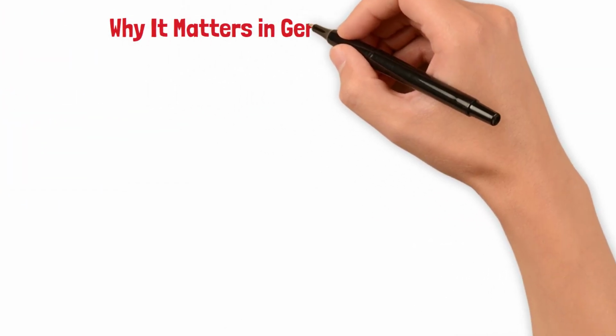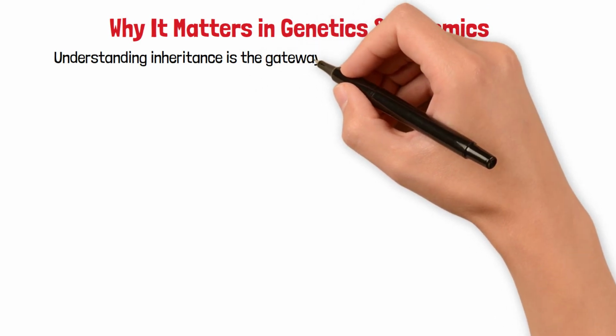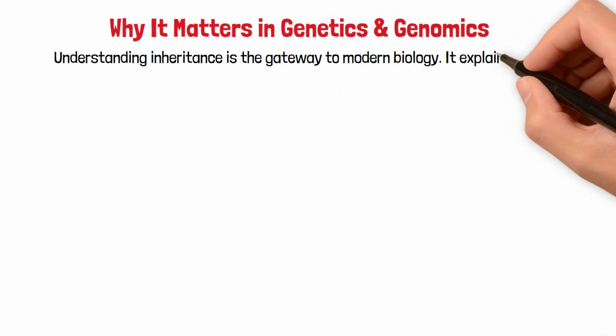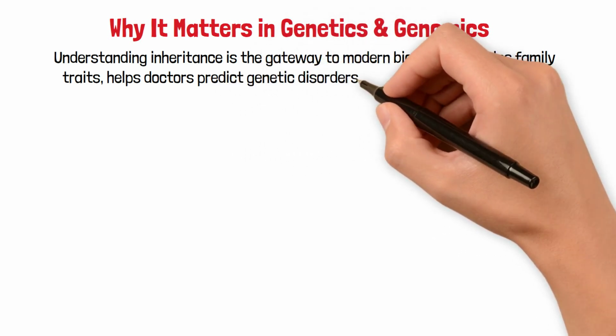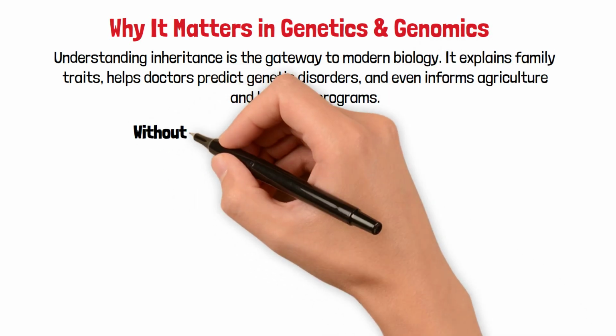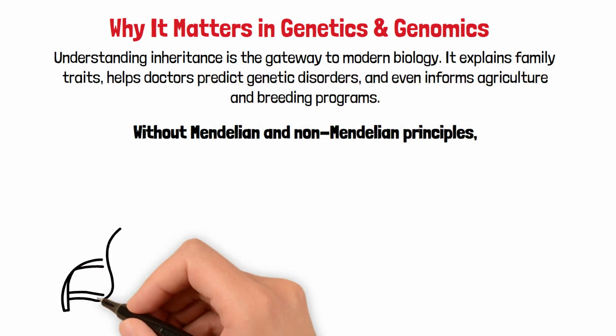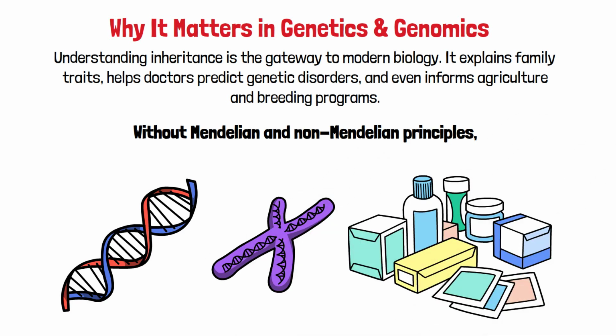Why it matters in genetics and genomics. Understanding inheritance is the gateway to modern biology. It explains family traits, helps doctors predict genetic disorders, and even informs agriculture and breeding programs. Without Mendelian and non-Mendelian principles, we couldn't make sense of DNA sequencing, gene editing, or personalized medicine.